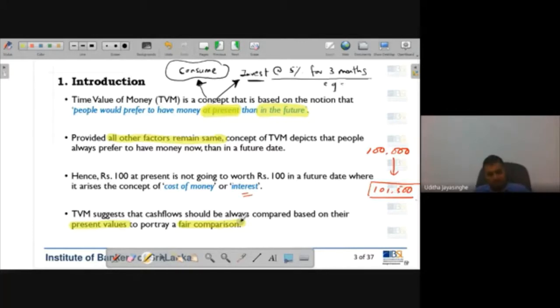So if you are to compare the cash flows of your father's or mother's salary, or business income, could be anything, versus the salary you're getting right now, you really can't do it. Students, you have to factor in the present value concept and then only do a fair comparison. That is what we're going to learn.